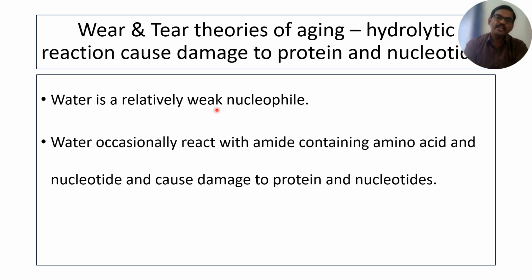Water is a weak nucleophile and it occasionally replaces the amino group present in the side chain of amino acids and nucleotides. By replacing the amino group, it converts the amino acid and nucleotide to their corresponding different amino acid and nucleotides. That will result in a change in the sequence of amino acids in the protein and the sequence of nucleotides in the DNA. So that is going to damage the DNA and protein, which will result in aging. Let's see which amino acids and nucleotides are altered.